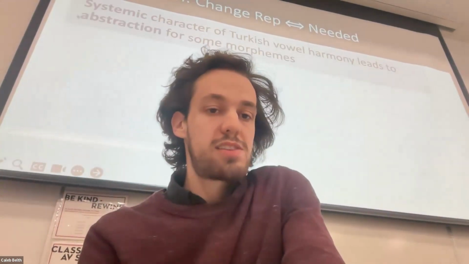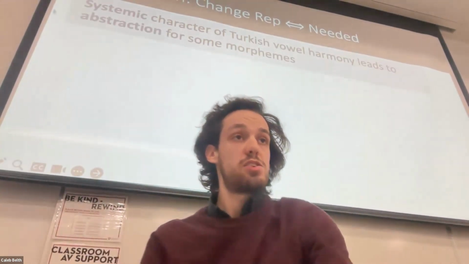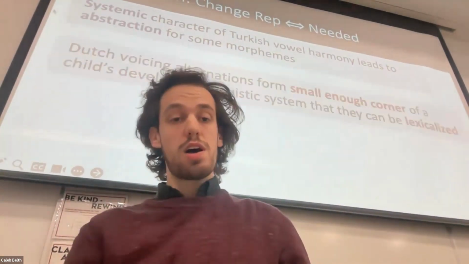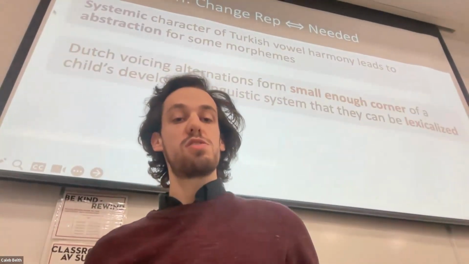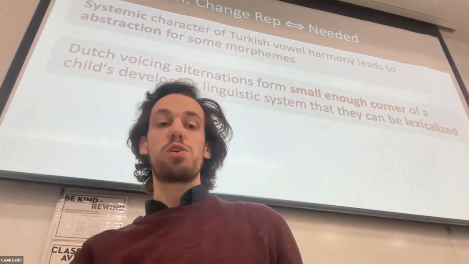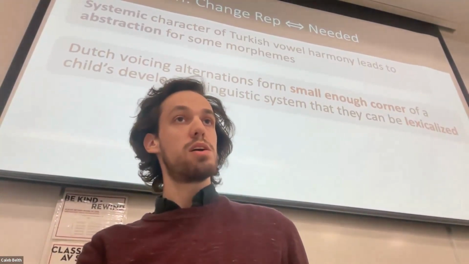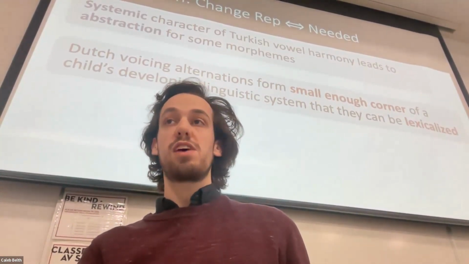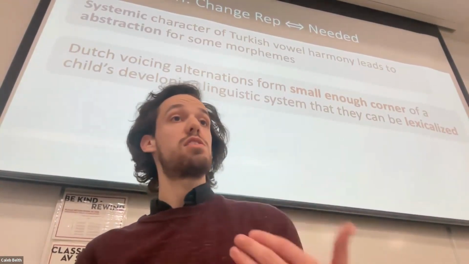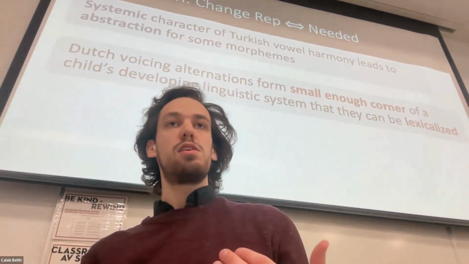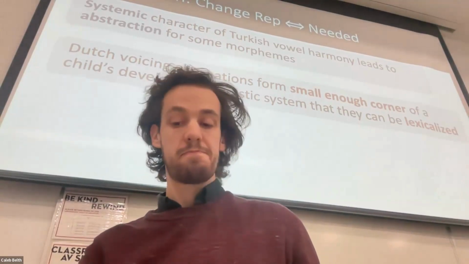And so we saw that the systemic character of Turkish vowel harmony led to abstraction for some morphemes, but for Dutch voicing alternations, they formed a small enough corner of the child's developing linguistic system that they didn't need to set up any abstract underlying forms. They could just lexicalize these exceptions instead.